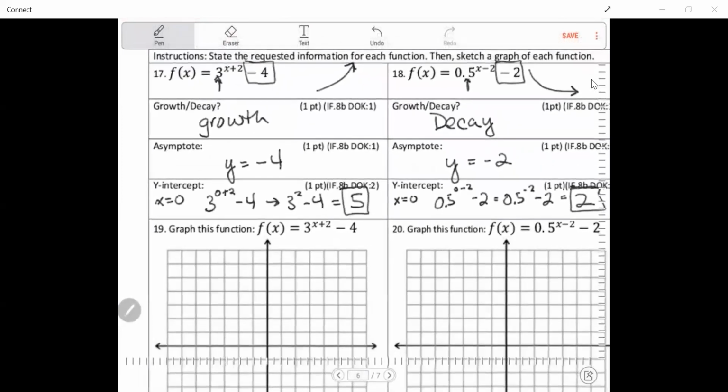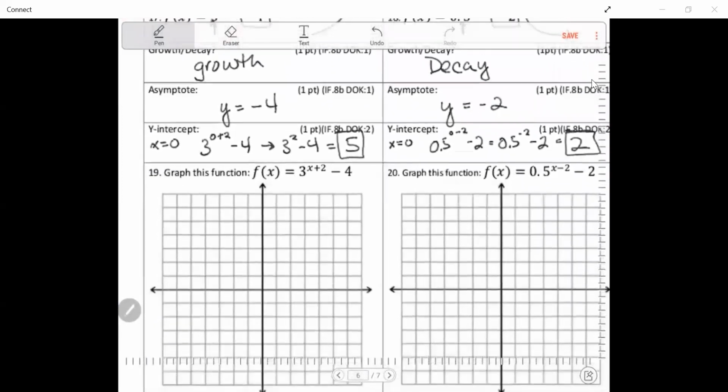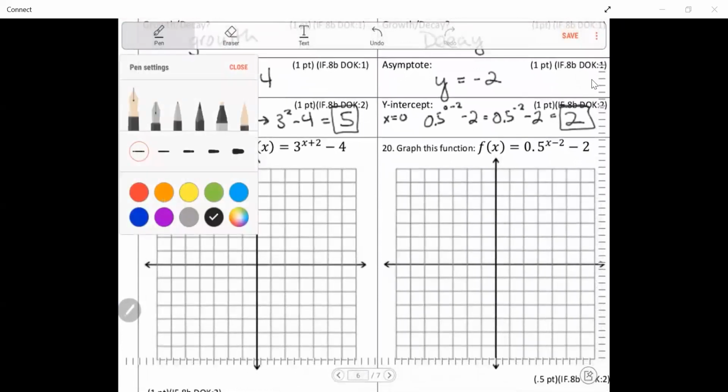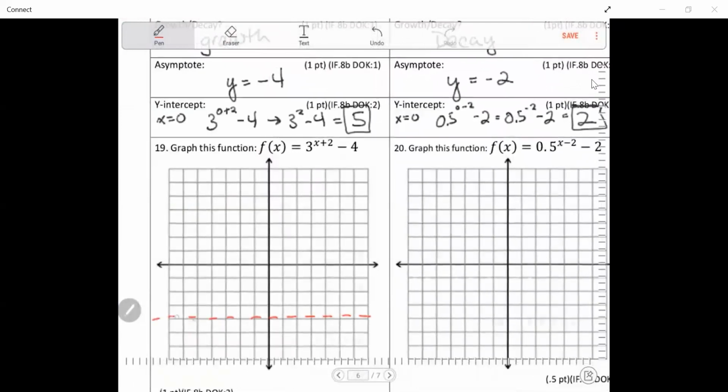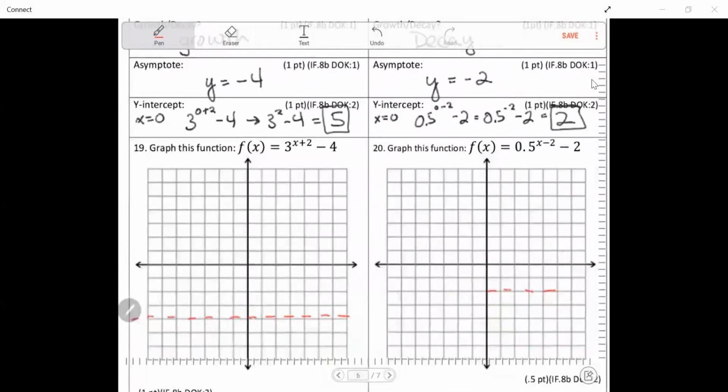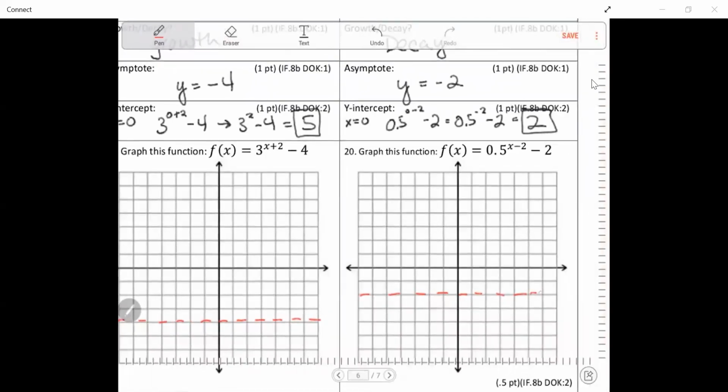First, our asymptote is -4. I don't have to do this in red, but I'm going to. So right here is our asymptote, -4 for this one. And on this side, our asymptote is -2. That's our asymptote on that side, so our graph is going to approach that.